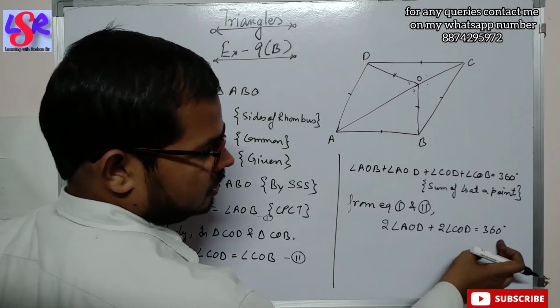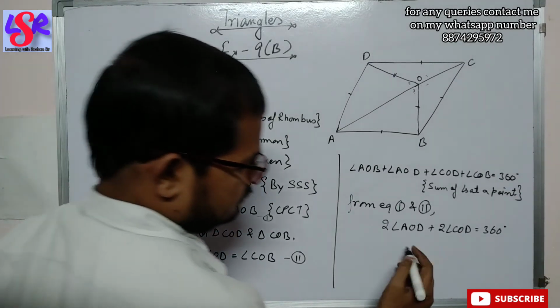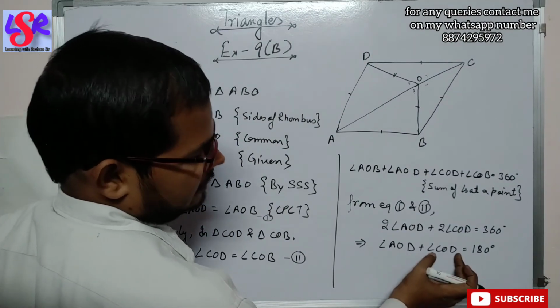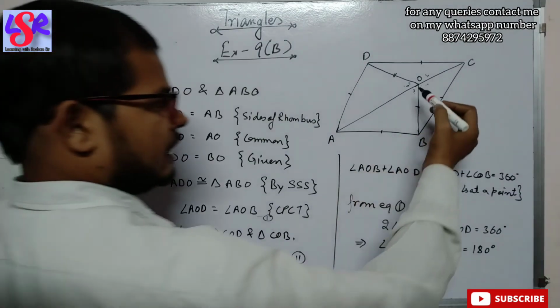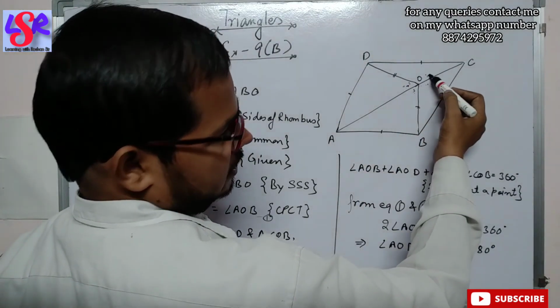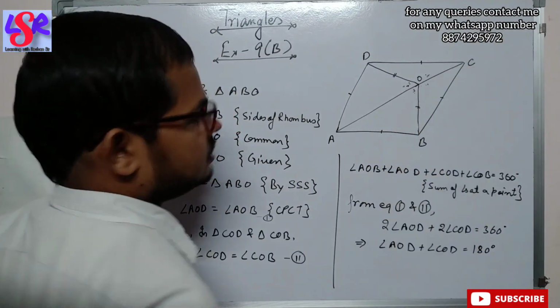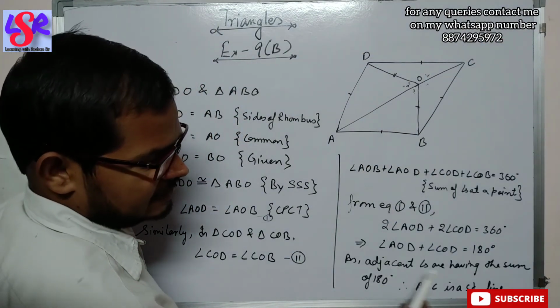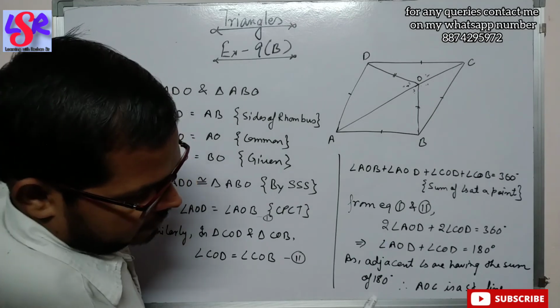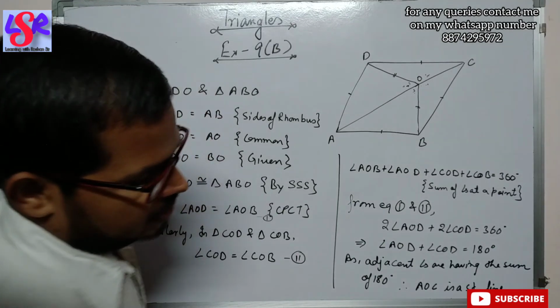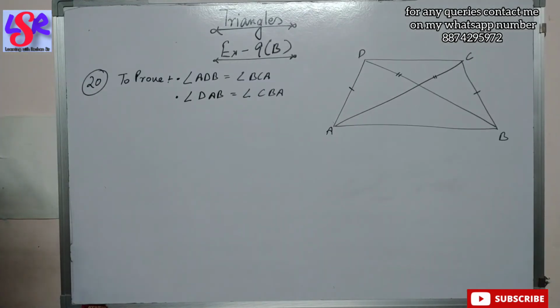Now we can divide the whole equation by 2 to get angle AOD plus angle COD equals 180 degrees. Now as the adjacent angles have a sum of 180 degrees, therefore AOC is a straight line. Now we'll move to question number 20.